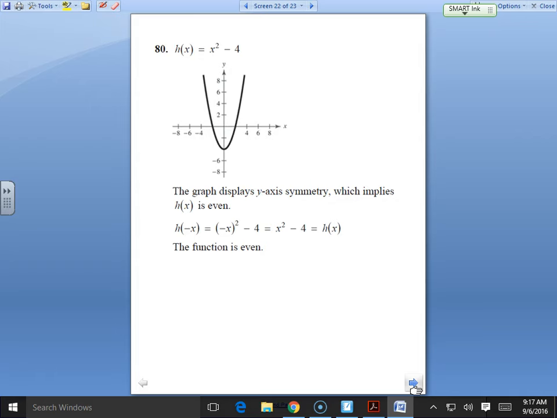Y-axis, it folds, and y-axis means even, if you're looking at the graph. But then if you actually solve it out, what happens? It stays the same. So it's even.